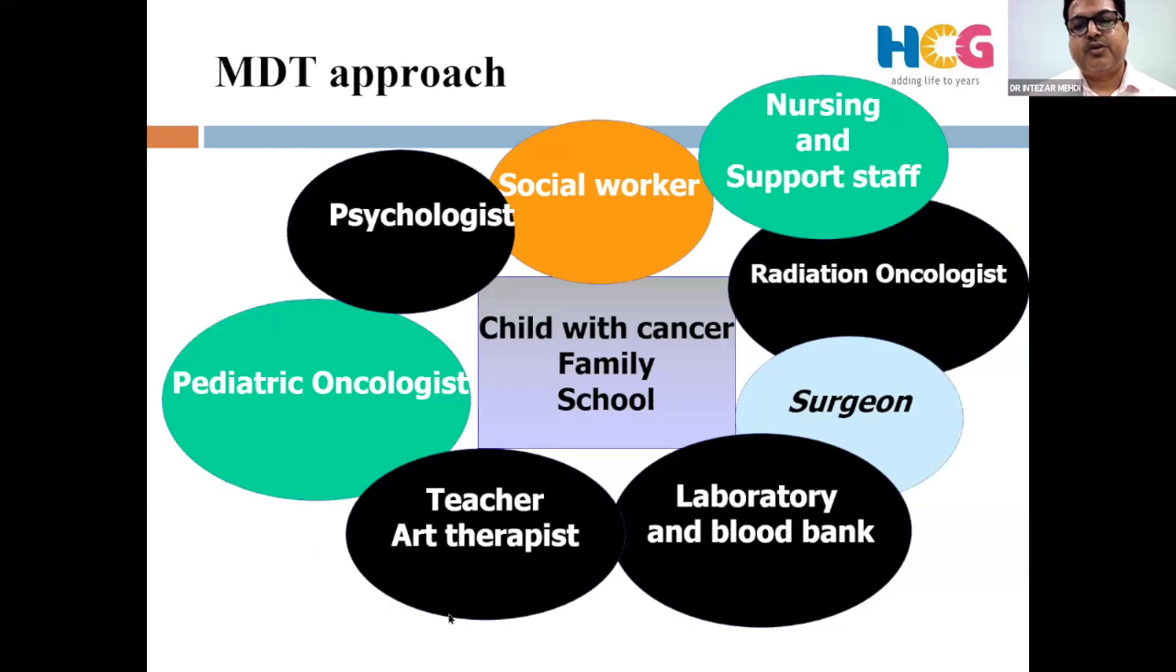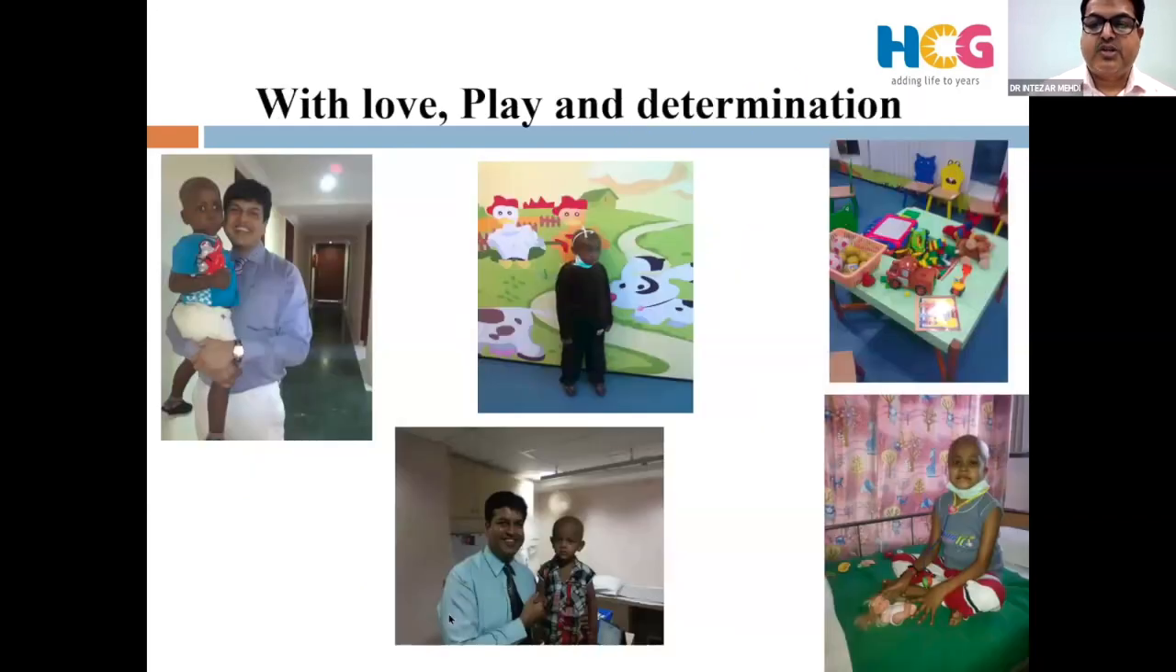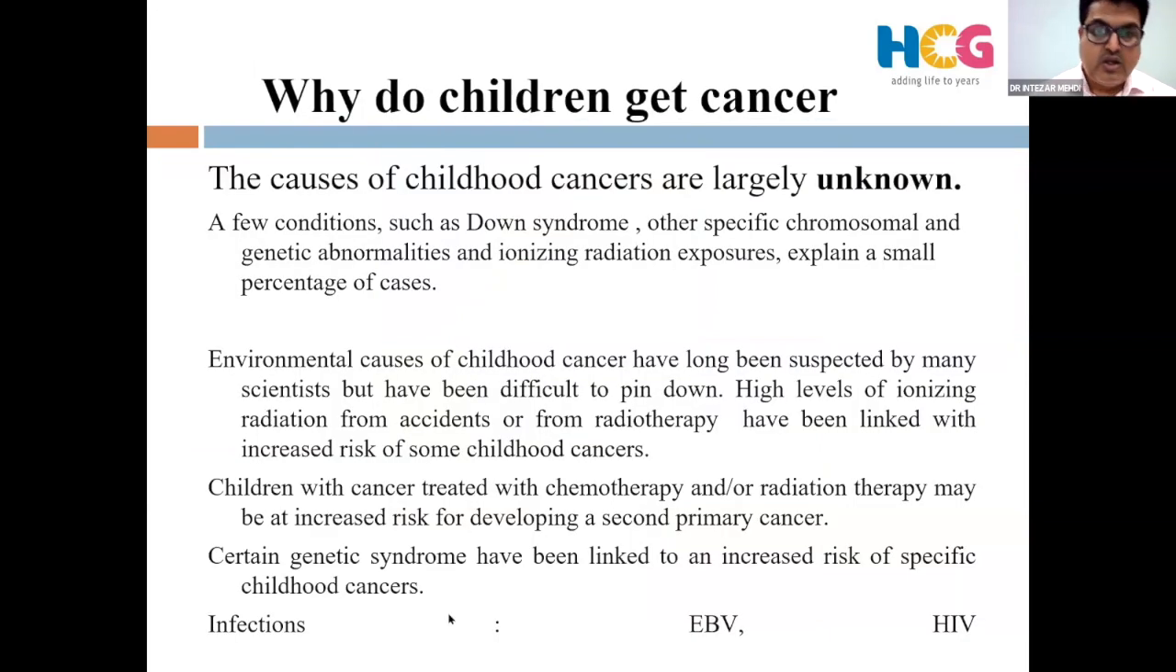Like Dr. Renu mentioned in our introduction, it's a multidisciplinary team approach majority of the time, and we have to take so many people into account. The child with cancer is right at the center, along with the family and school. It's not just the pediatric oncologist who is treating. There are surgeons, radiation oncologists, medical social workers, nursing support staff, which is very important, lab personnel, hematopathologists, blood bank, teacher and art therapist, psychologists, and so on. And we make sure that the treatment is given with a lot of love, play, and determination.